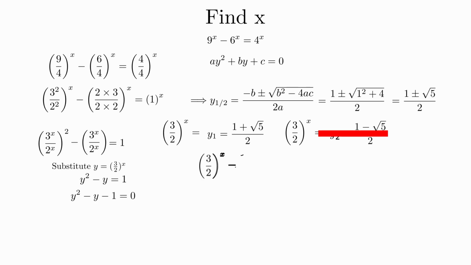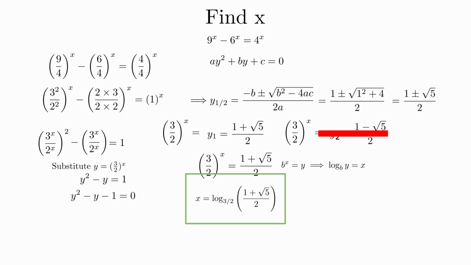We are left with (3 over 2) to the power of x is equal to 1 plus square root of 5 over 2. Now we need to find x. If we remember the definition of logarithms, we can easily find x. We can write b to the power of x is equal to y as the logarithm of y with base b is equal to x. In our case, b is 3/2, and y is 1 plus square root of 5 over 2. And that's it. We found what we were looking for.